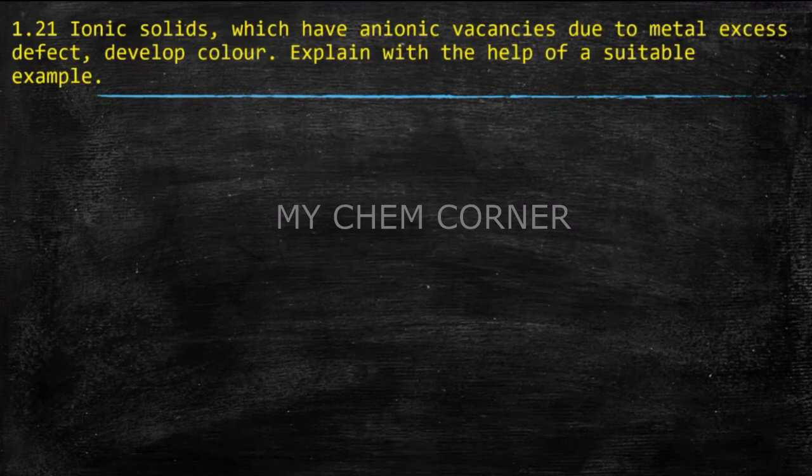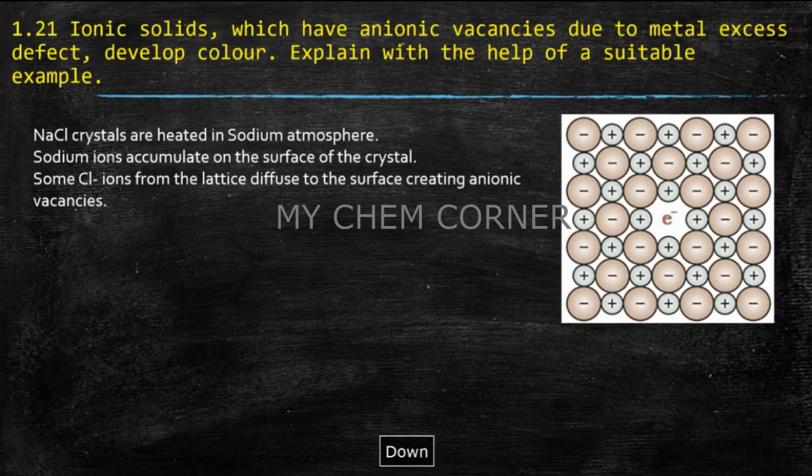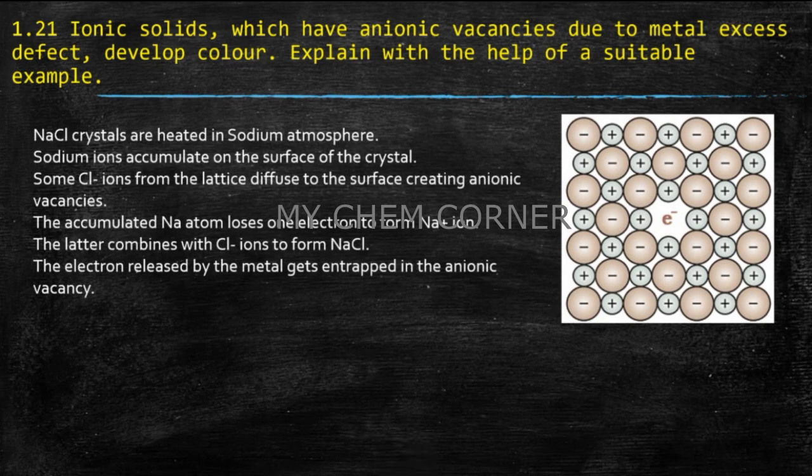Now your next one is 1.21, which says ionic solids which have anionic vacancy due to metal excess defect develop color. Explain with the help of a suitable example. Now this is also explained in detail in one of the videos where I spoke about defects.